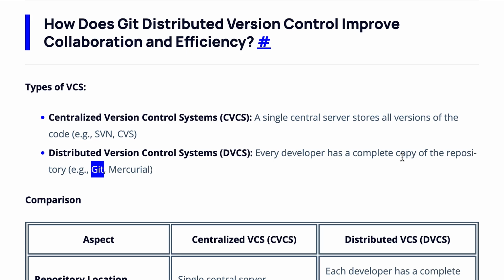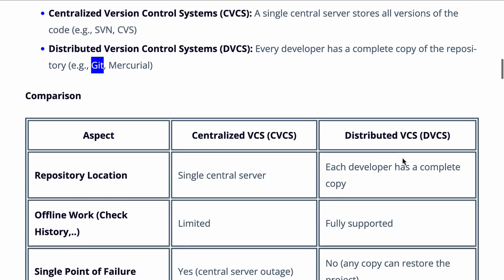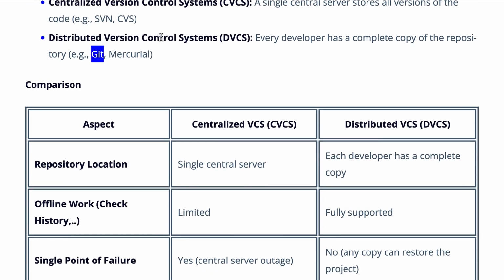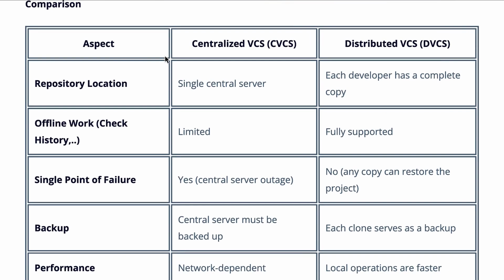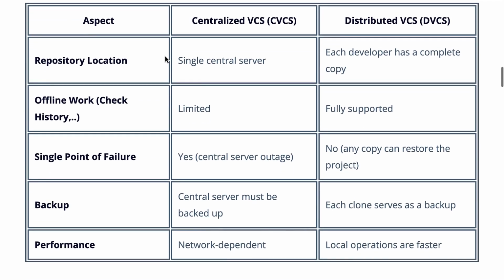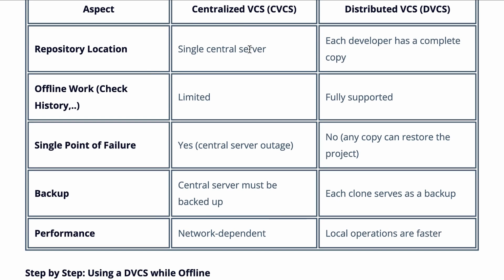Now you might be wondering, hey Ranga, what is the advantage of doing that? Why is Git built as a distributed version control system? What are the advantages? Let's compare centralized version control systems and distributed version control systems. In a centralized version control system, you have a single central server which stores everything. On the distributed version control system, whenever somebody makes a clone or a copy of the specific repository, each developer has a complete copy. So everyone who makes a clone or a copy of the repository has the complete copy.